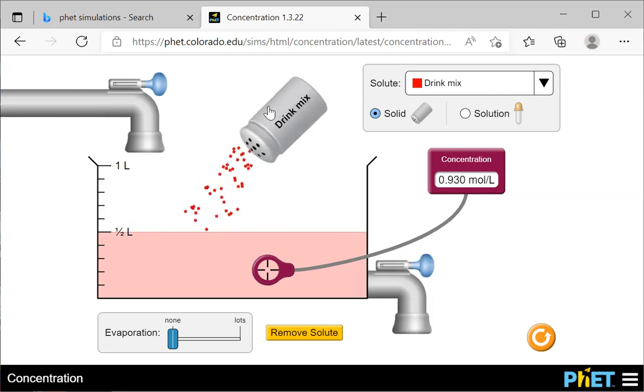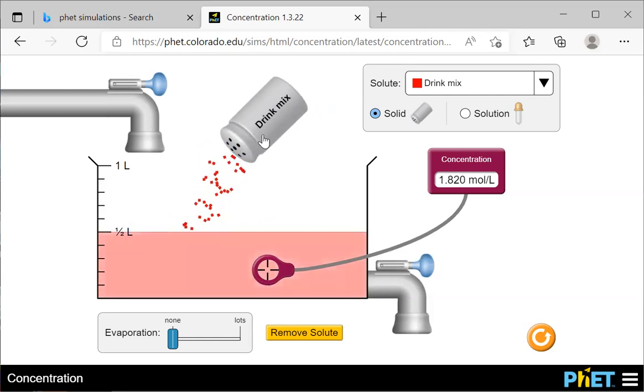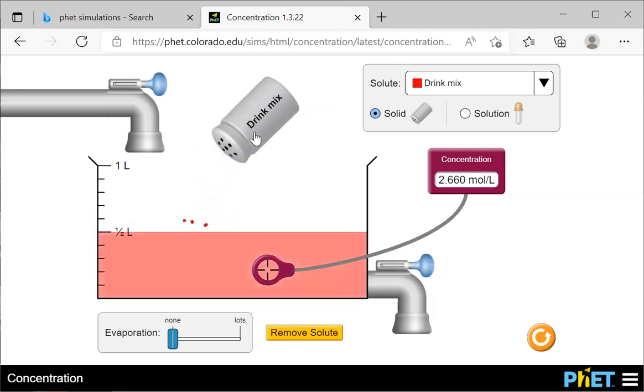So as we add more drink mix, you can see that the concentration of our solution is increasing because we haven't changed the volume of the solution. It's still at half a liter. On letter D, it asks what happens to the color of the solution when more solute is added. You just observed that when I added more solute, the concentration increased.